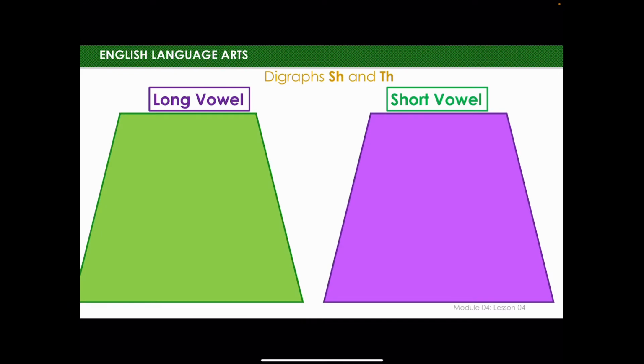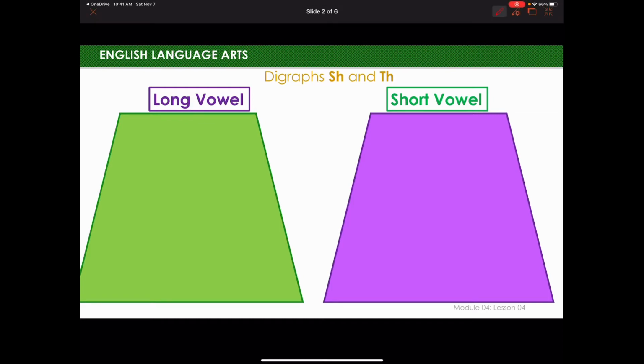We are working on 2 more digraphs this week in spelling. And remember that digraphs are when we have 2 consonant sounds that come together to make a new sound. For example, S by itself says s. H says h. But when we put them together, SH makes the sh sound.